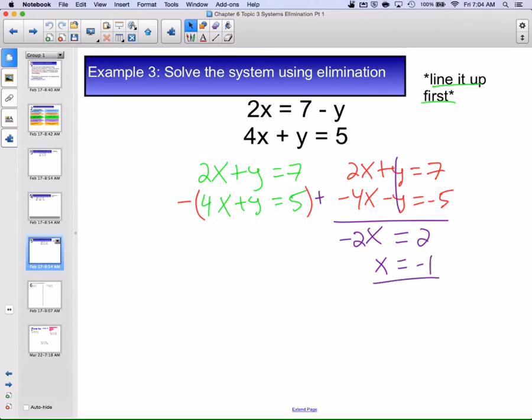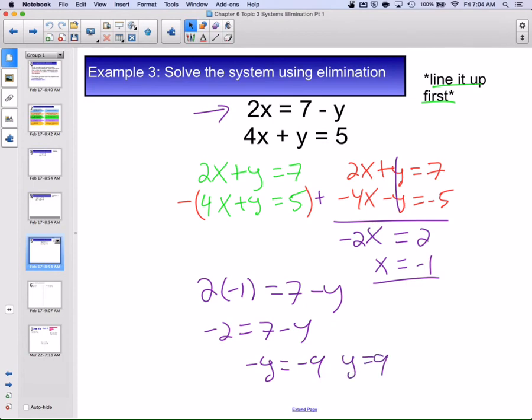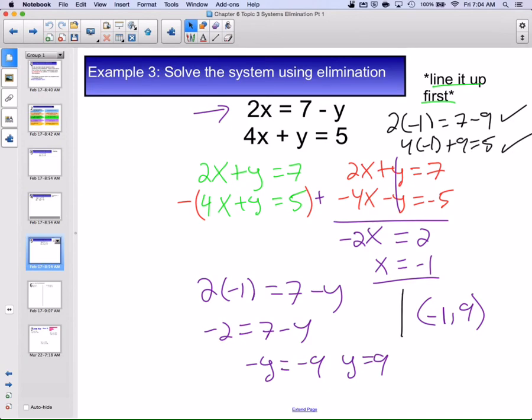I'm going to take that answer, plug it into the first equation. 2 times negative 1 equals 7 minus y. Okay, so I'm just going to solve this a little bit. I'm going to subtract the 7 over, so I get negative y equals negative 9, which means positive y is 9. So I'm going to check my solution of (-1, 9) in both equations. Make sure I'm good. 2 times negative 1 equals 7 minus 9. Check. 4 times negative 1 plus 9 equals 5. Check. There's my solution.